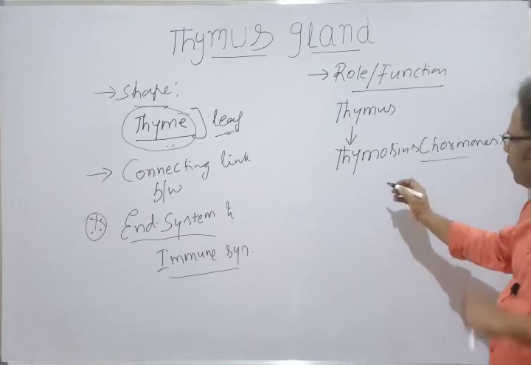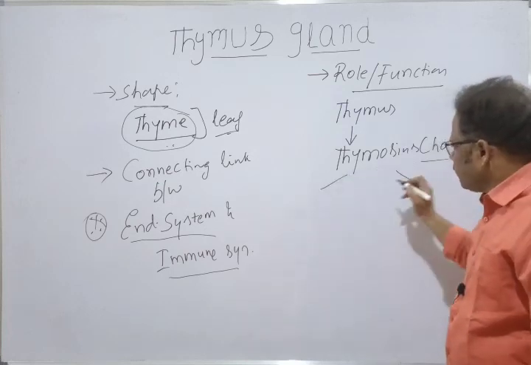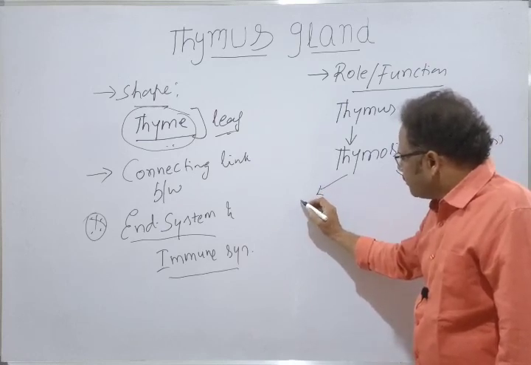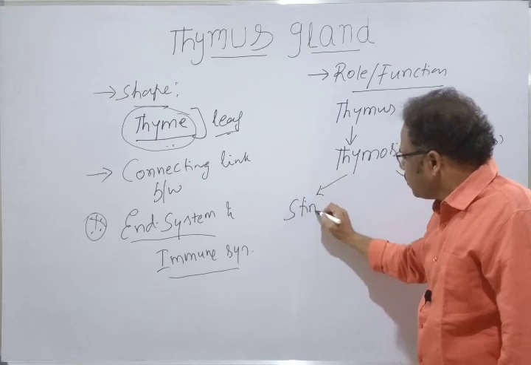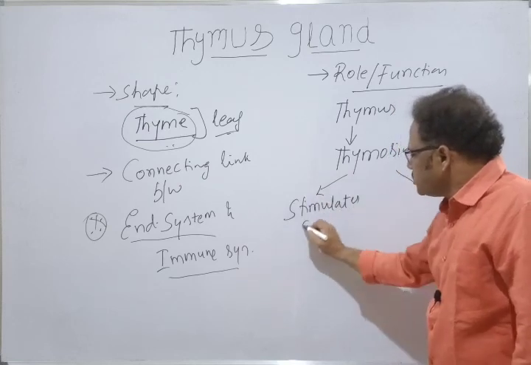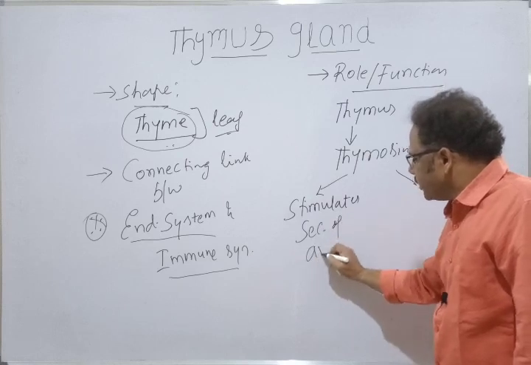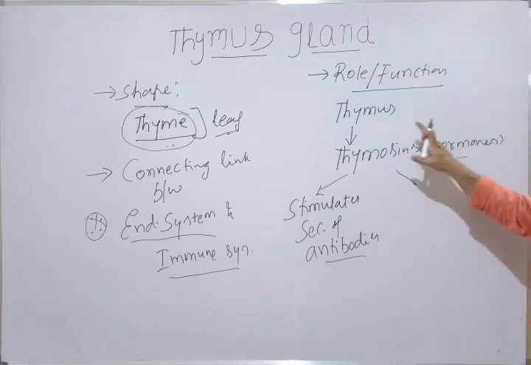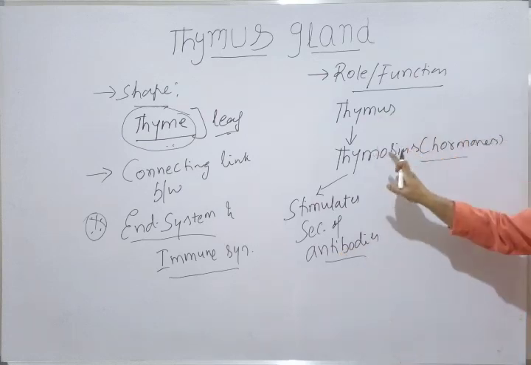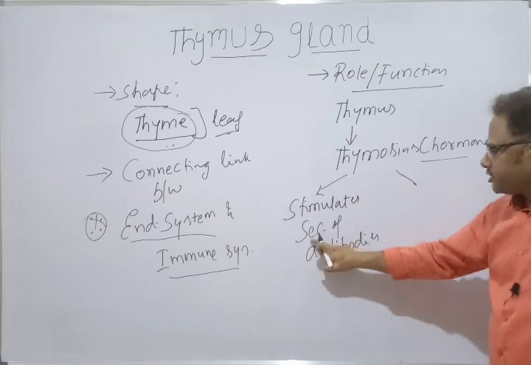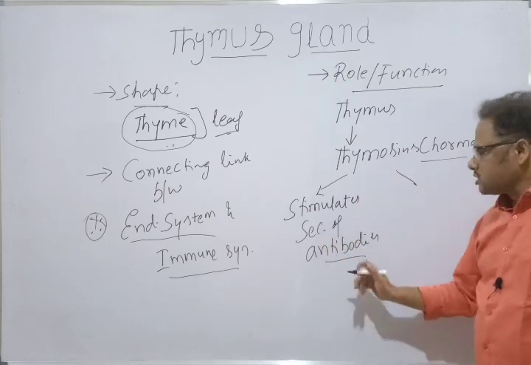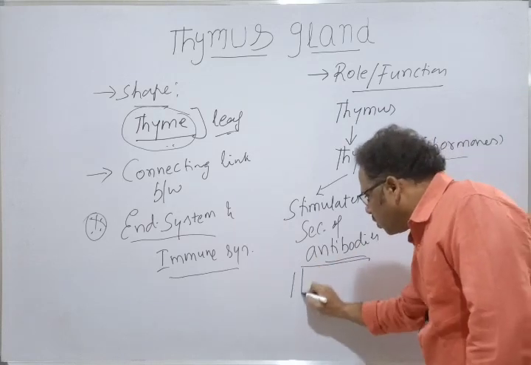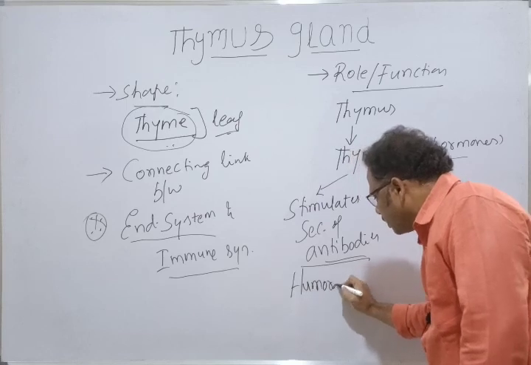Now, what is the function of thymosin? Many functions are there. The first one is that thymosins stimulate the secretion of antibodies. Thymosins are the hormones released by the thymus gland, and they stimulate the secretion of antibodies. In this way, the thymosins are useful for which one? Humoral immunity.